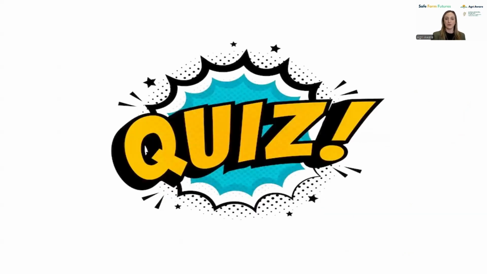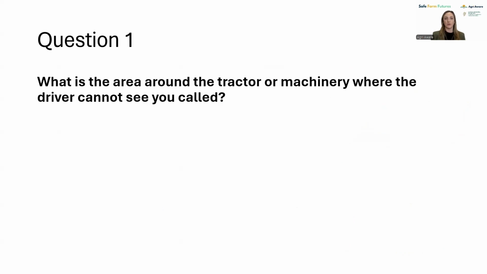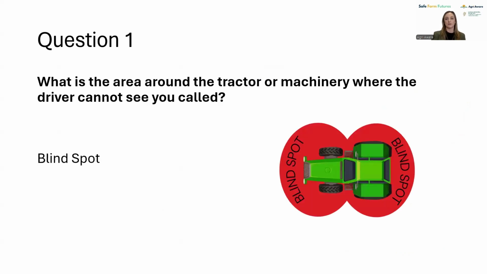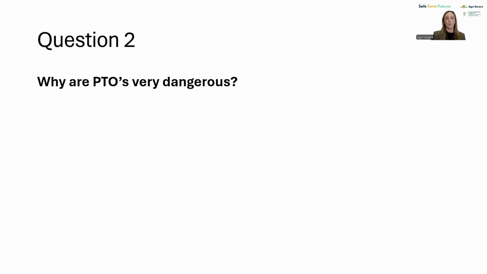Now we will move on to our quiz. So question 1, what is the area around the tractor or machinery where the driver cannot see you called? So this is known as the blind spot. So the blind spot is the area that the farmer won't be able to see you if you're standing in that area.